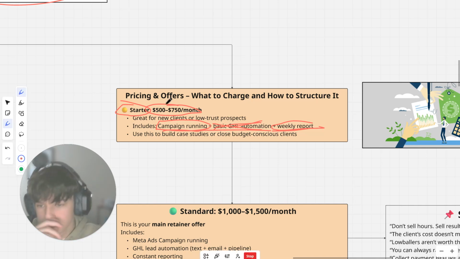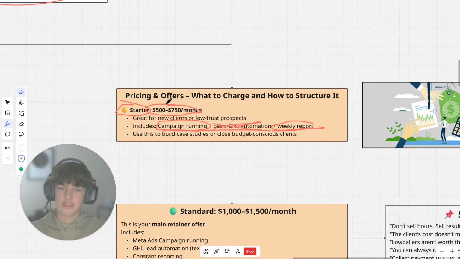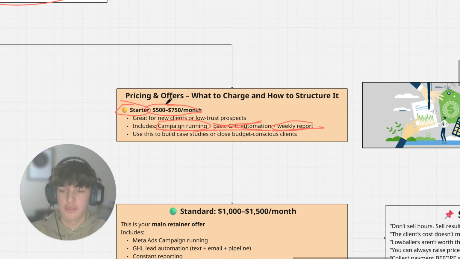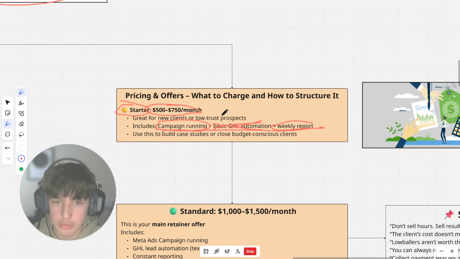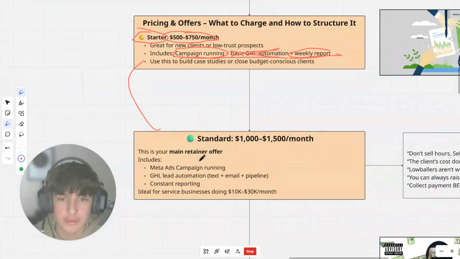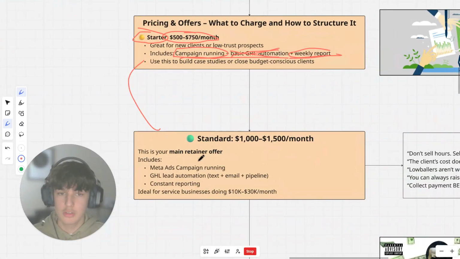So if you have clients that you're noticing aren't getting proper follow-ups, aren't getting as many clients booked as the leads they're getting, and it's very inconsistent, that's going to be a great opportunity for you to upcharge and bring them into the standard, which would be the main retainer offer, which is usually what I stick around, okay?